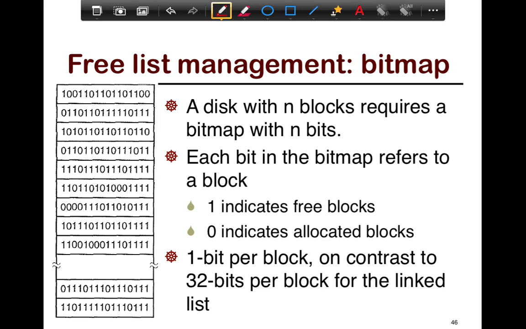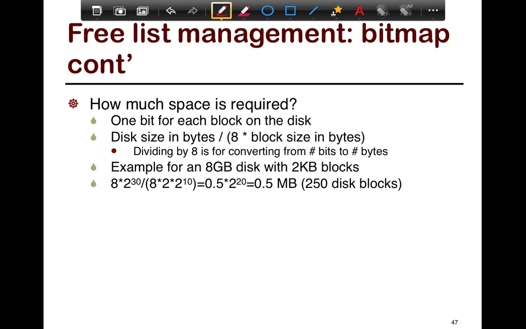And as the file system starts to fill up, the overhead for the free list does not reduce. For example, all the zeros would turn to ones, but the free list overhead would still exist unless you apply things like compression. So with the bitmap, the amount of space required is directly proportional to the number of blocks. So if you had an 8 GB disk with 2 kilobyte blocks, that's 2^20 disk blocks, which corresponds to about half a meg.